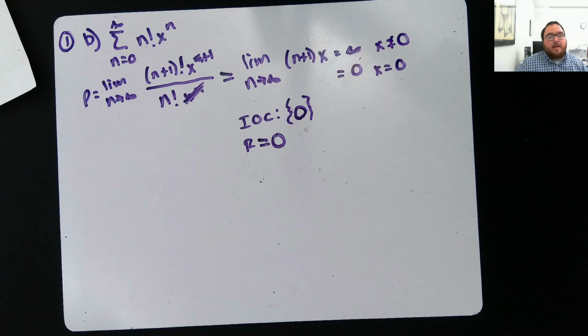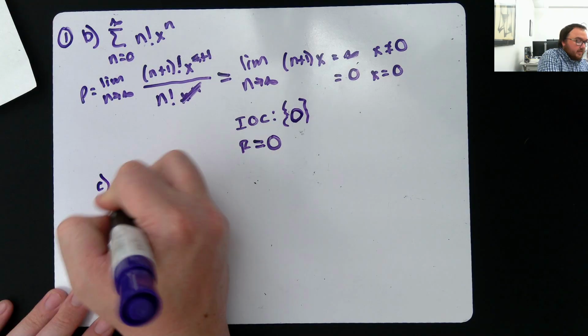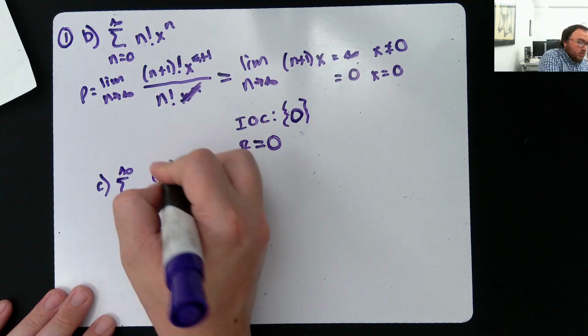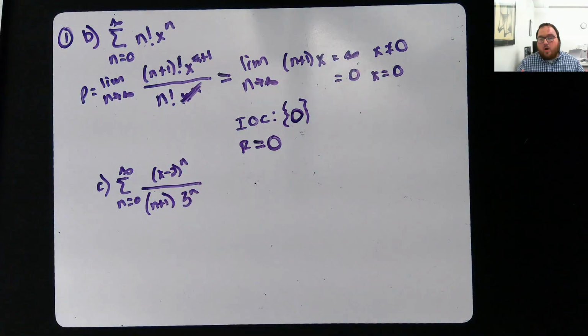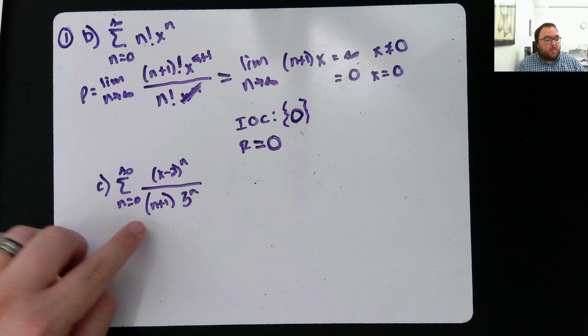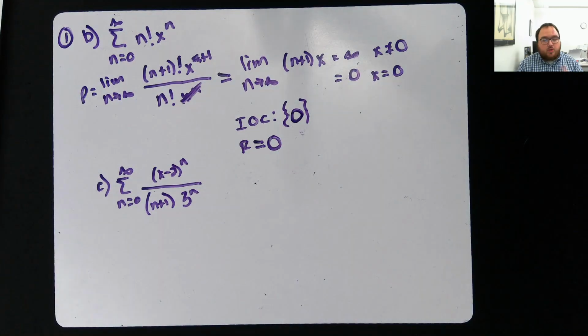Example C, the sum from n equals 0 to infinity of (x minus 2) to the n over (n plus 1) times 3 to the n. So again, let's try to pick what test I want to do here. Your first thought may be the root test, because I have a power of n here and a power of n there, but I can't actually use the root test because there's not a power of n on this term. So the root test can't be done.